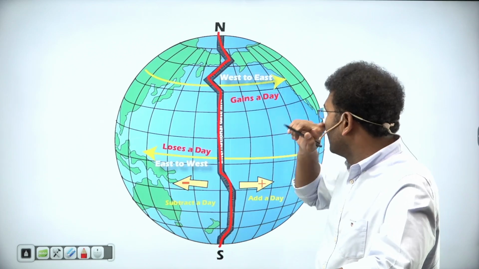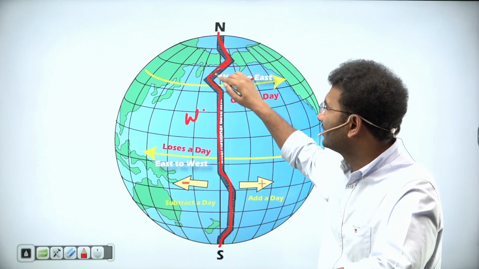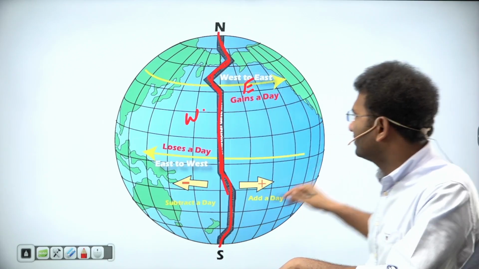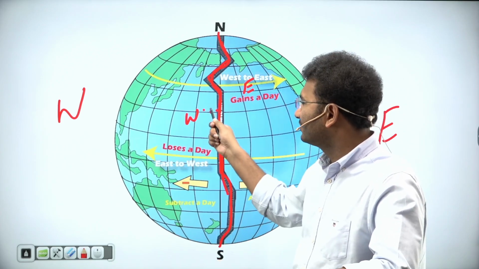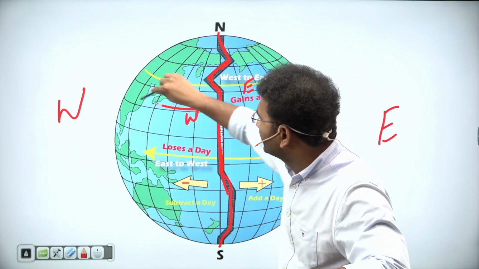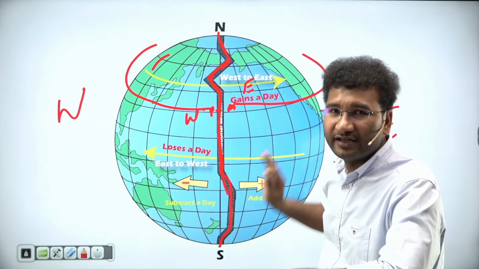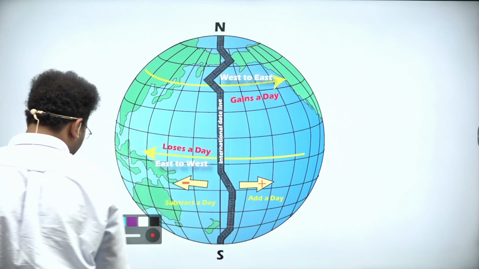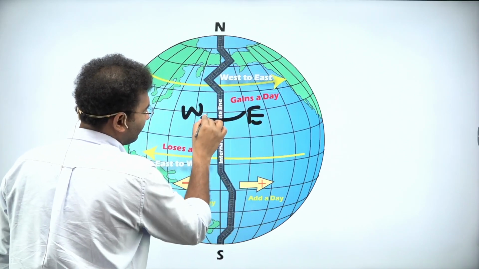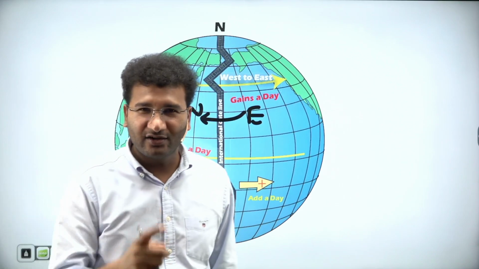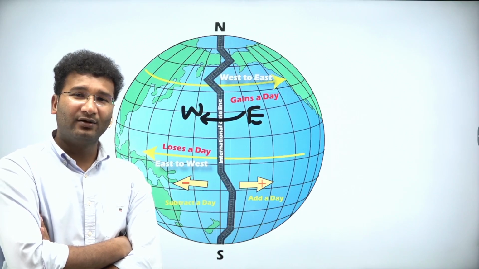Now see, this is east of the international dateline and this is west of the international dateline. You all know that the day always starts at this particular place and then goes around and comes back, and this is the last place which will witness that particular day, right? So you tell me, if I am moving from east to west, will I be gaining a day or losing a day?